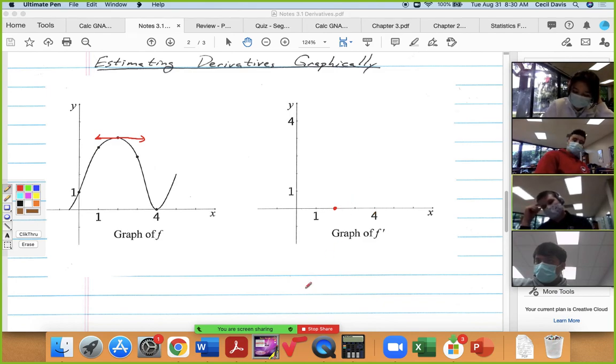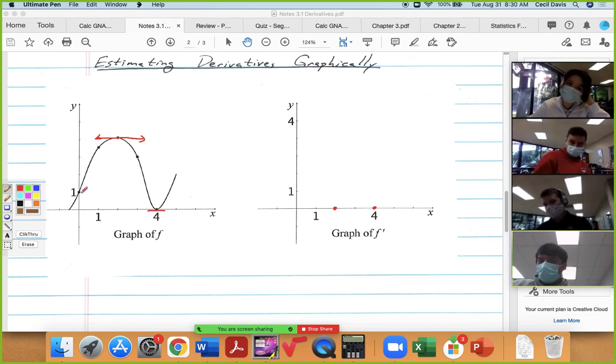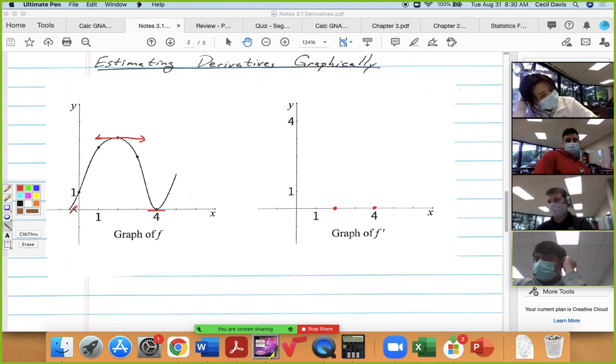Where else does that same thing happen? At 4, exactly right, Irfan. Now, what we'd like to be able to do is estimate the slope at 1. So what I will do is I will draw in a tangent line that goes at least to the right 1 so I can do a slope triangle. So I'm going to try, no, that's not good. It's easier for you guys. Nope, that's not good. That's not bad.